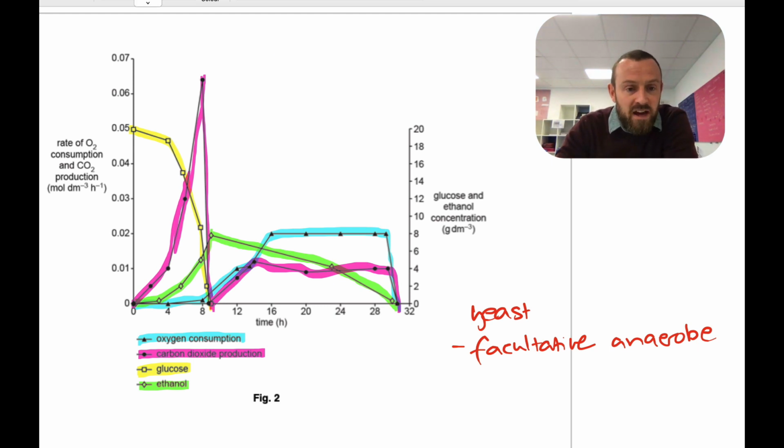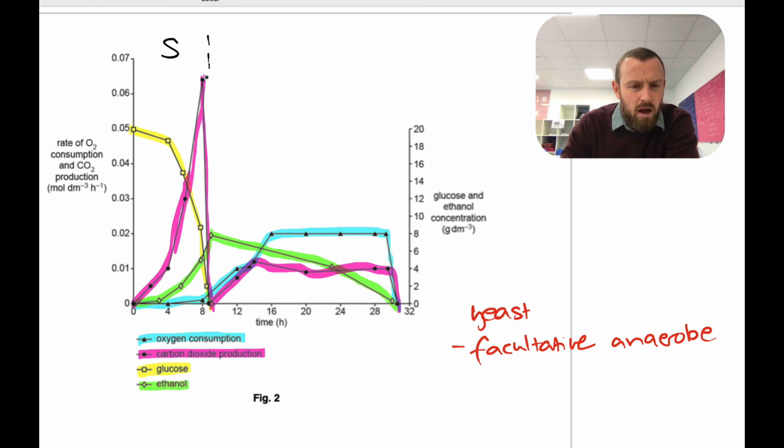So let's look at the different phases of the graph. The first phase is here, at the start. At the start, which is from 0 to 9 minutes, what's going on? Glucose starts high and is broken down. So glucose is definitely being used as the respiratory substrate. Glucose is being broken down, and carbon dioxide is building up.